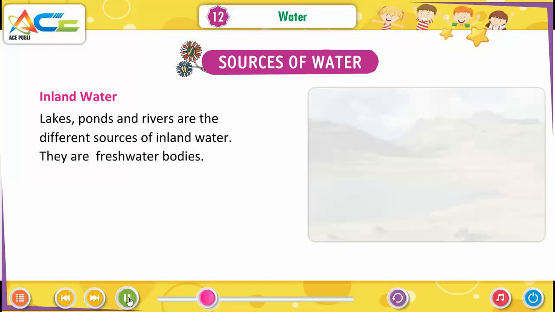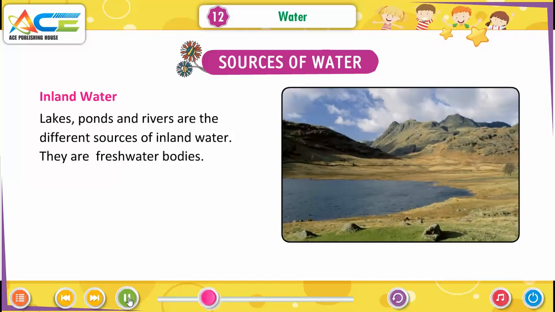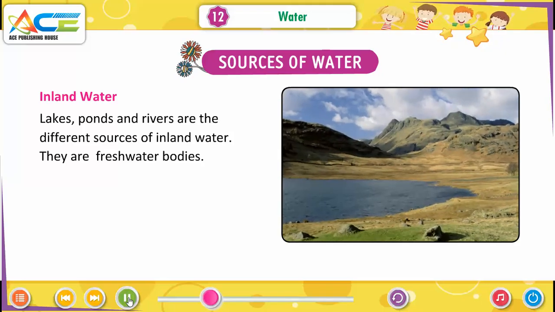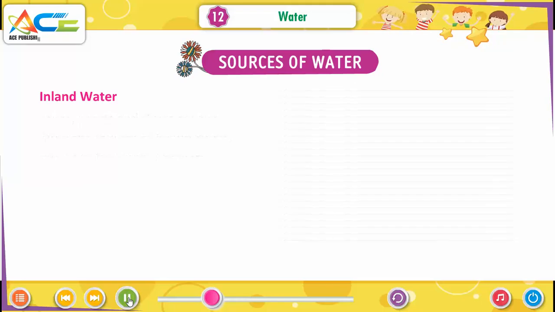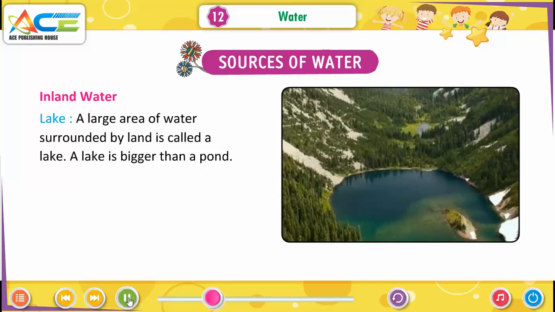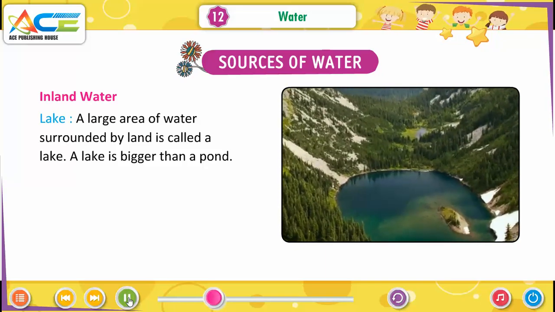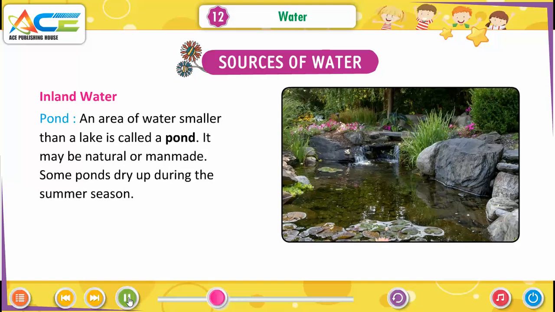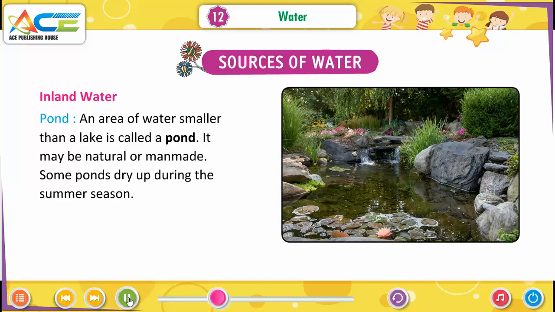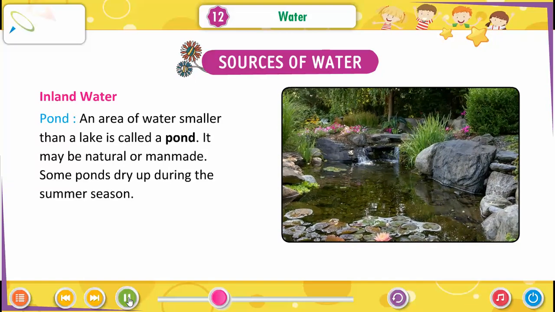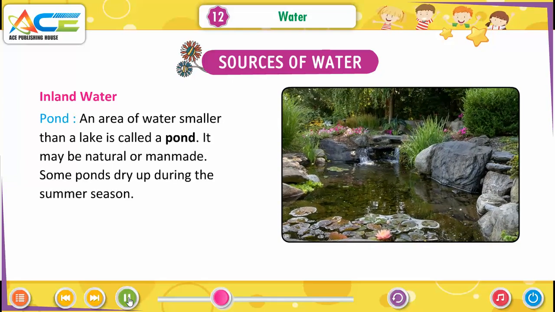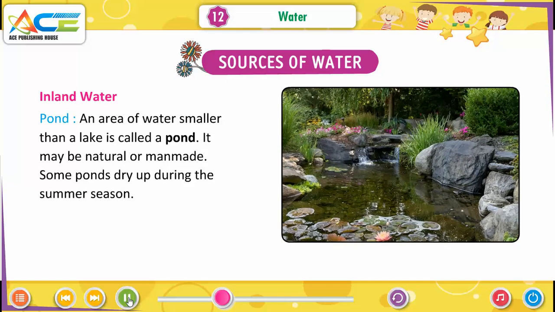Inland water. Lakes, ponds, and rivers are the different sources of inland water. They are fresh water bodies. Lake: a large area of water surrounded by land is called a lake. A lake is bigger than a pond. Pond: an area of water smaller than a lake is called a pond. It may be natural or man-made. Some ponds dry up during the summer season.